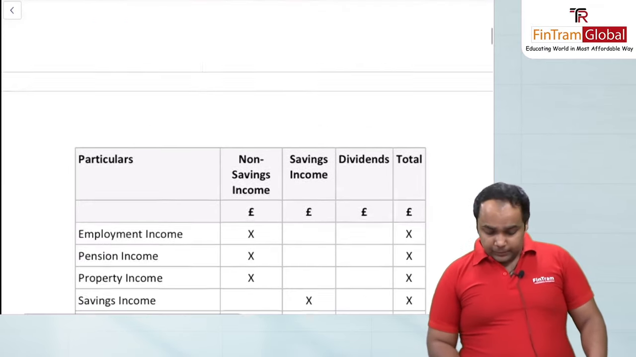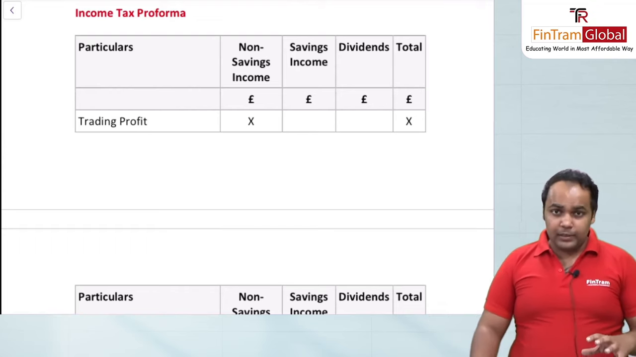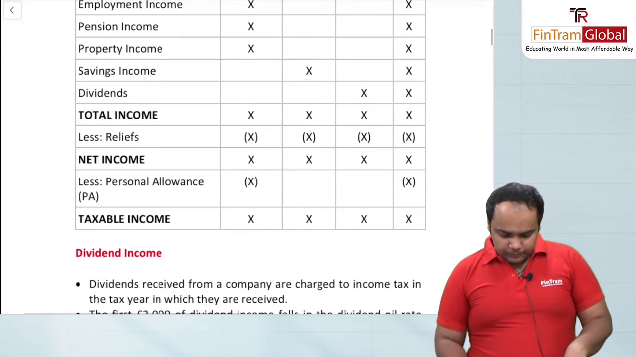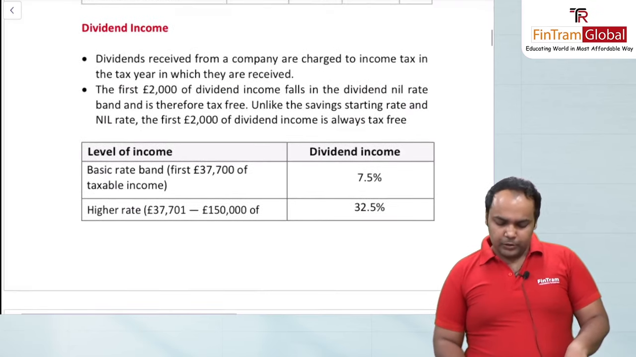Again, guys, income tax pro forma, something to remember during the exam. In a consolidated manner, you have to calculate taxes on each of them individually.